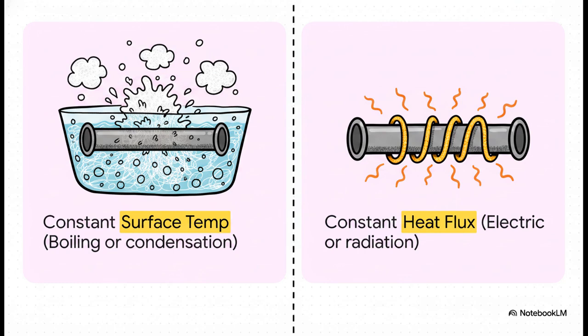So think of it through these simple analogies. Constant surface temperature is kind of like having boiling water or condensing steam on the outside of your pipe. No matter what happens, the wall of that pipe is locked at a fixed temperature. On the flip side, constant surface heat flux is like wrapping an electric resistance heater tight around the pipe. The temperature of the wall itself might get hotter or colder, but the sheer amount of energy being blasted into the fluid per square meter is totally uniform and constant.